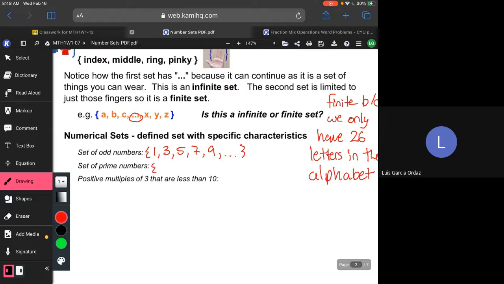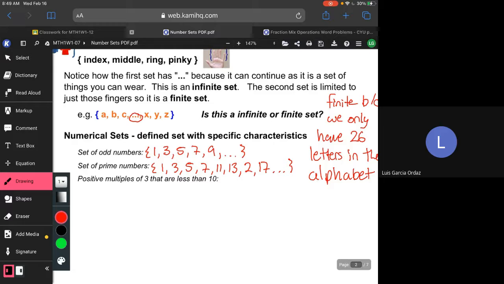Now, the set of prime numbers. Who can tell me the first bunch of prime numbers? Lauren? 13. Yep. Isn't 2 a prime number? It's divisible by itself and 1. Yep. So the set of prime numbers is infinite because we can have infinitely many prime numbers.